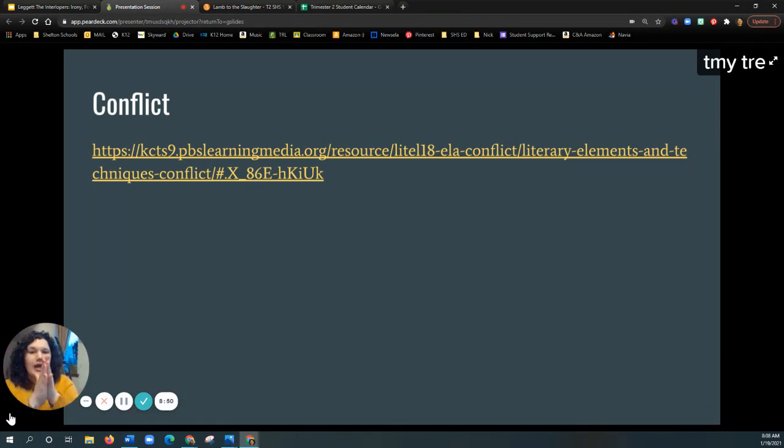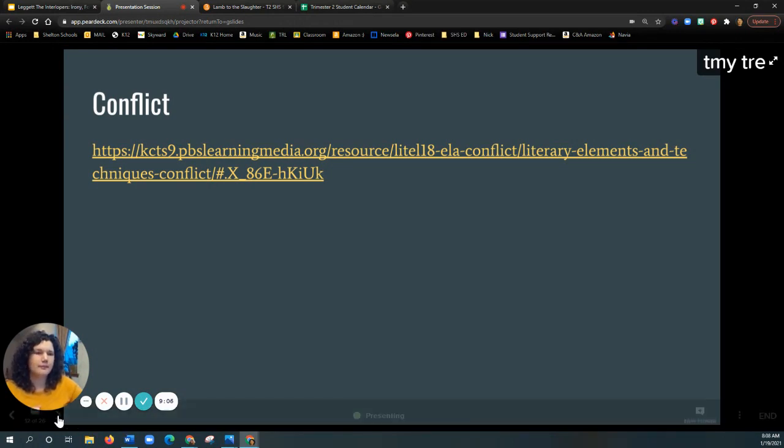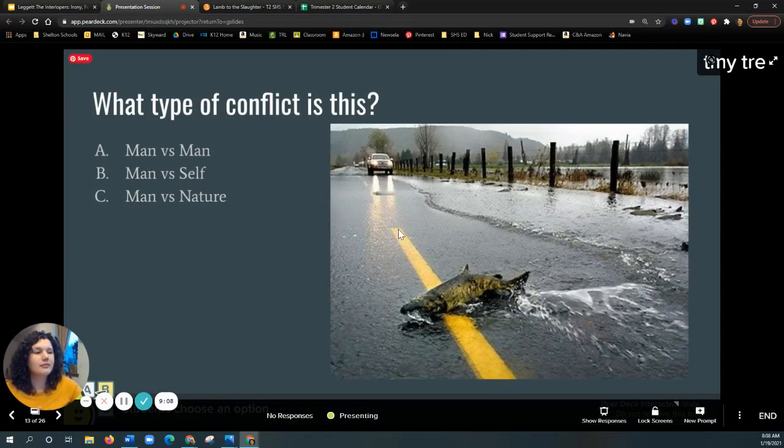Okay, so you have your Pear Deck. Get ready to vote. Okay, I'm going to show you a picture, and I want you to decide what type of conflict is being shown in this picture. Here we go. First picture. We ready? Okay. So what type of conflict is this? Man versus man, man versus self, man versus nature.